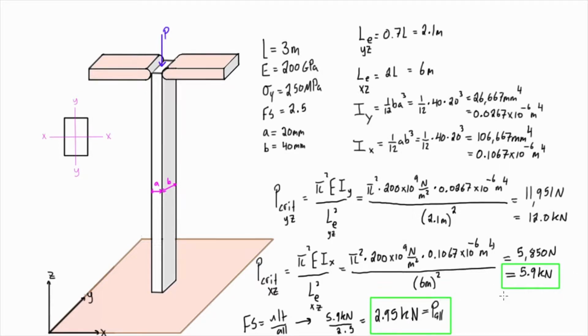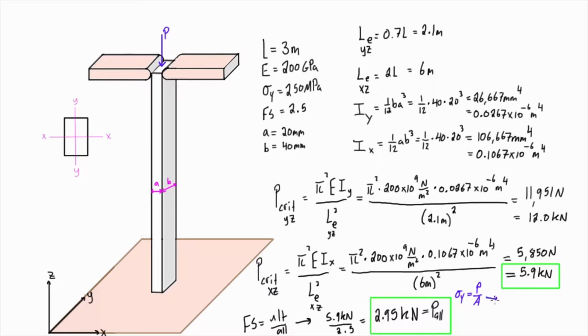That's our allowable load. And the last thing that we want to do here is check to make sure that the column doesn't yield before it buckles. We've been doing this in the previous videos, so all we do is we know that our yield stress is equal to basically just the force over area, and that force is the force that would cause this material to yield.